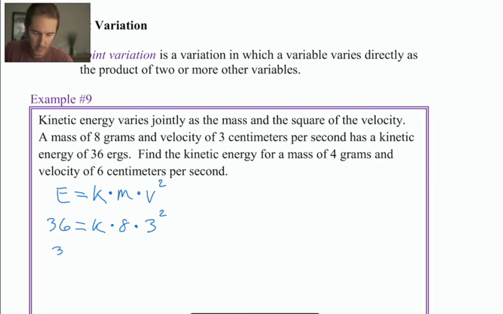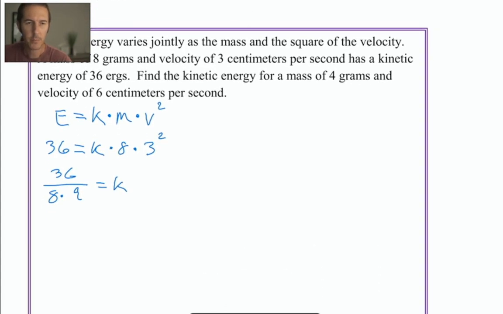We're going to take the 36, and we're going to divide both sides of our equation by 8, and we're going to divide both sides of our equation by however you want to do that. If you want to divide it by 9, that's okay with me. If you want to divide it by 3 times 3, that would be okay also. Can we simplify this fraction? Well, 36 divided by 9 is 4. And then the 4 and the 8 are going to reduce to a 1 over 2. So our K value is actually 1/2.